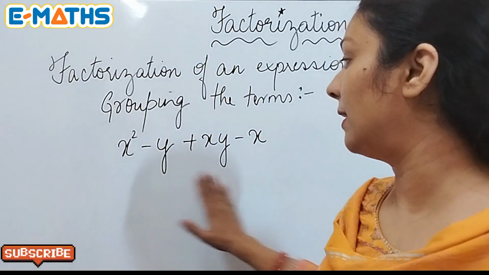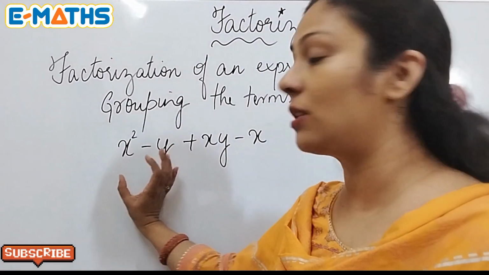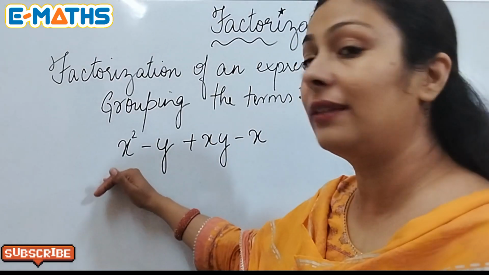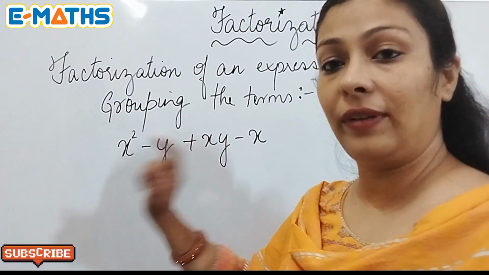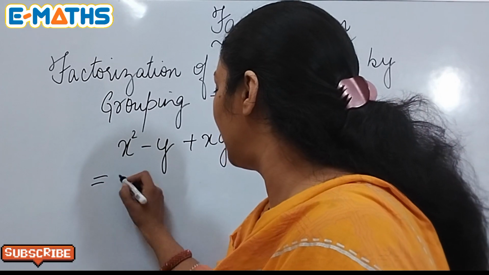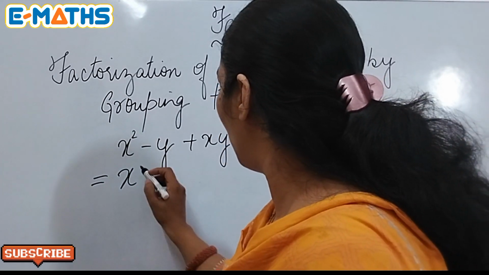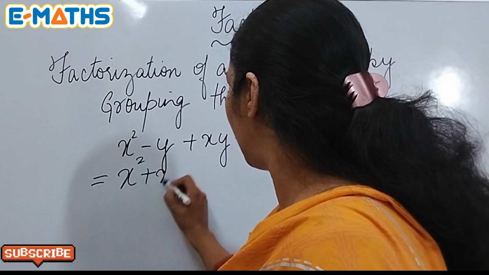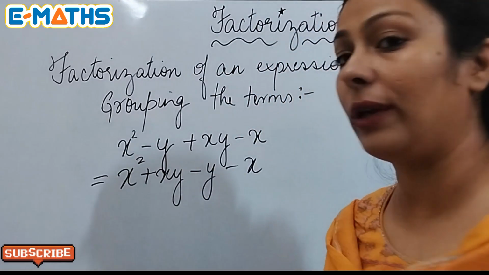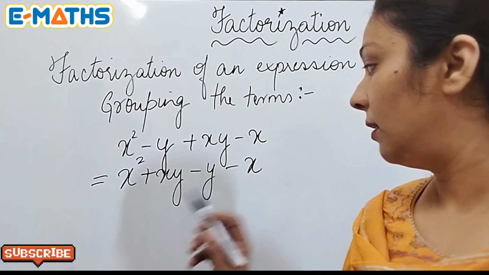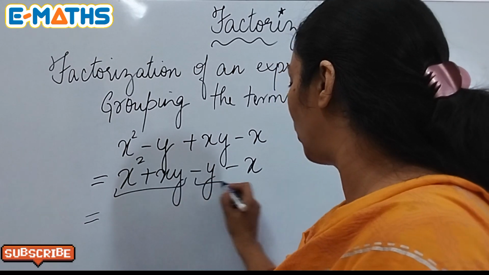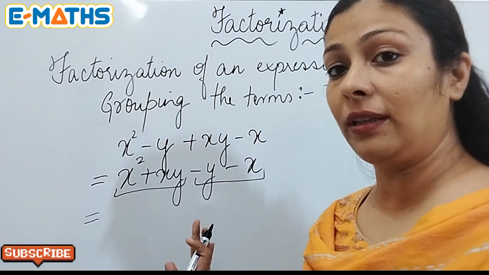If I group this x square minus y and this, there is a possibility that I can take out x as common, but here there is no possibility. When we are making the group, I'll tell you what is more important. First of all, I am going to put x square plus xy together and minus y and minus x together. I'll tell you the reason why once I solve this question. So from these two and from these two, I've done the grouping now.